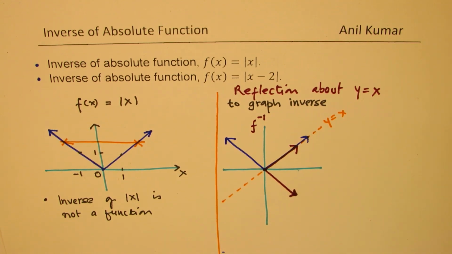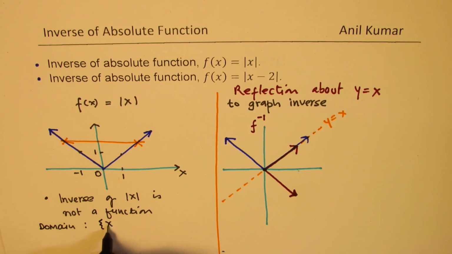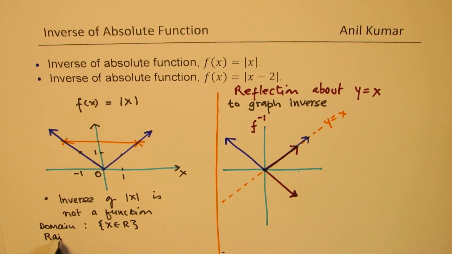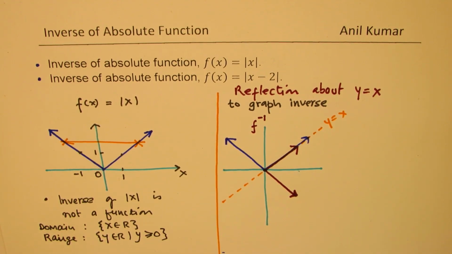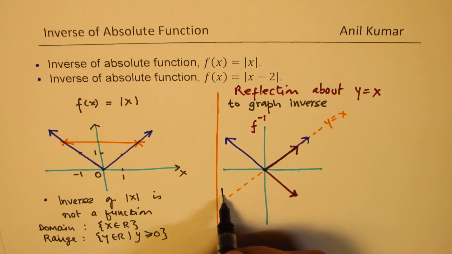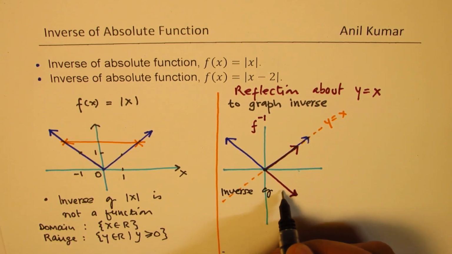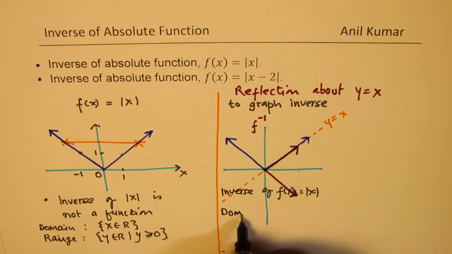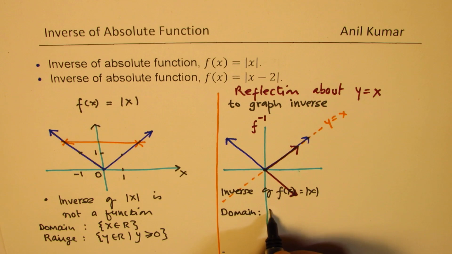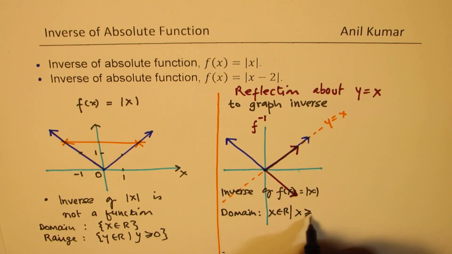Now let's also figure domain and range. What is the domain? Domain for the function is x belongs to real numbers, and the range is y belongs to real numbers, where y is greater than or equal to 0. Now when we get to the inverse function, so this side here is inverse, that is inverse of f of x equals absolute x. That domain, as you can see now, is x belongs to real numbers, where x is greater than or equal to 0. So this graph is only on the right side. Do you see that?